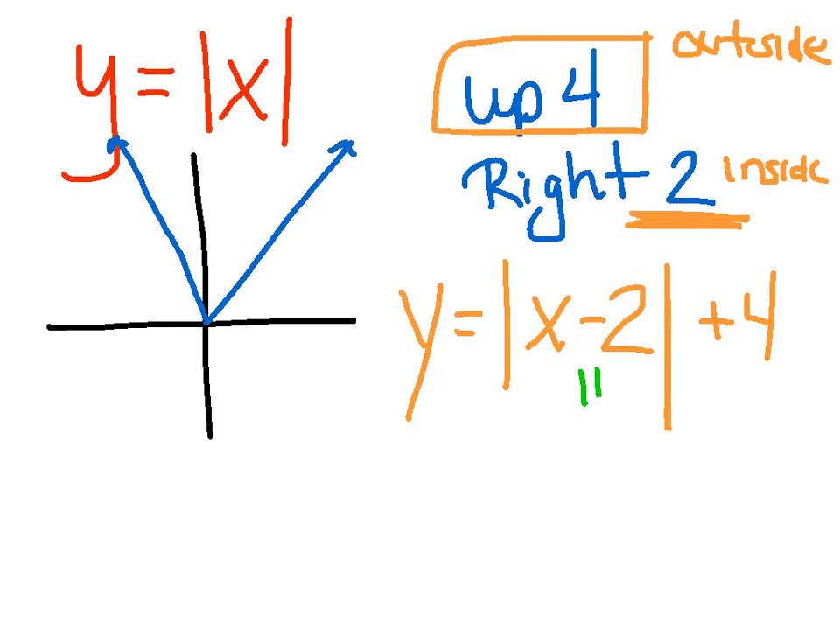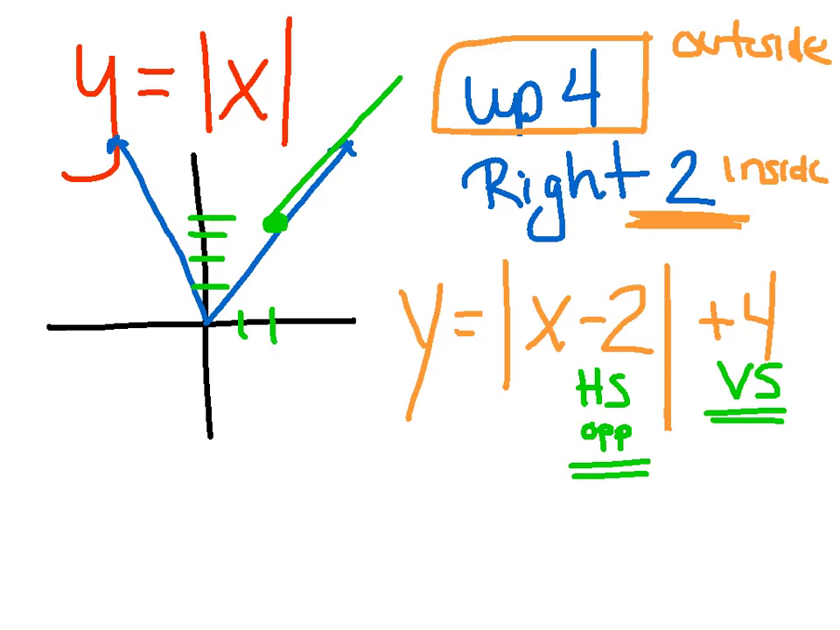So again, inside is my horizontal shift, and I'm going to do the opposite. Outside is my vertical shift, and I'm going to do what I see. So this is telling me to go up 4. This is telling me to go to the right 2. So I can move this to the right 2 and up 4. And I'm just going to redraw my v graph, or absolute value graph.